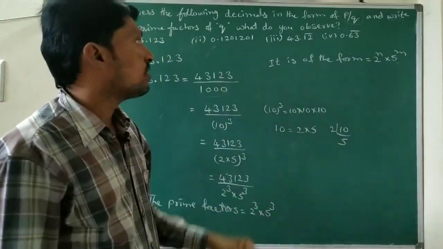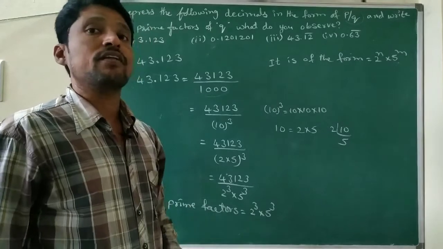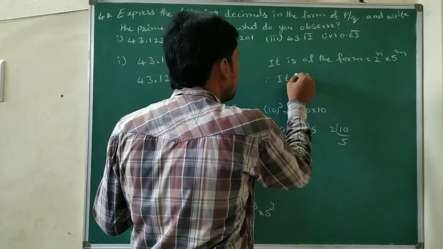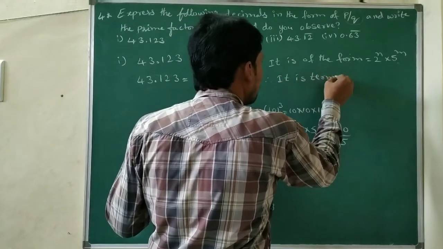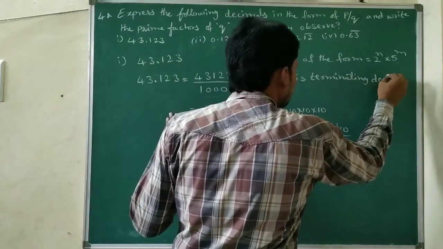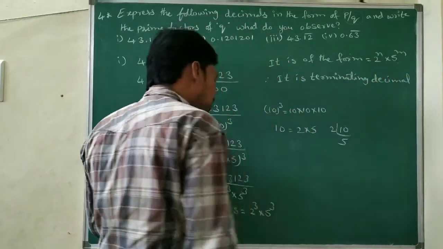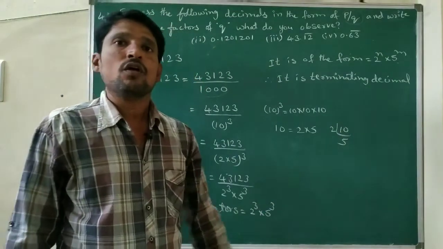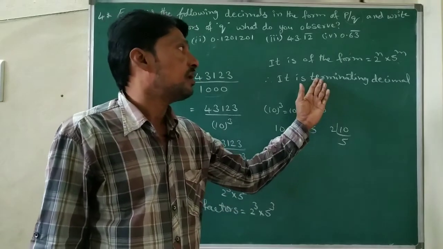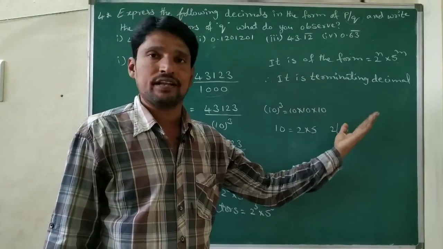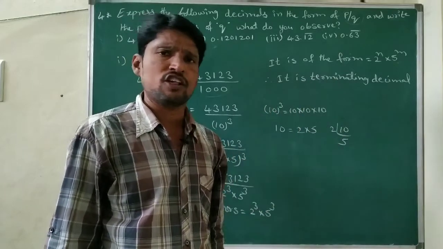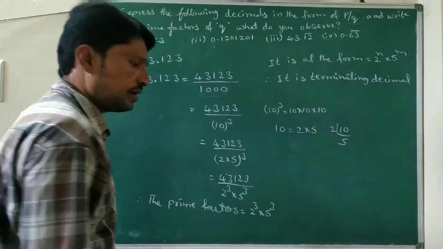So is the given decimal terminating or non-terminating? It is a terminating decimal. For example, if we did not get 2 cube into 5 cube and got one more prime number, then it is not of the form, and we would get a non-terminating, repeating decimal. So the first one is completed.